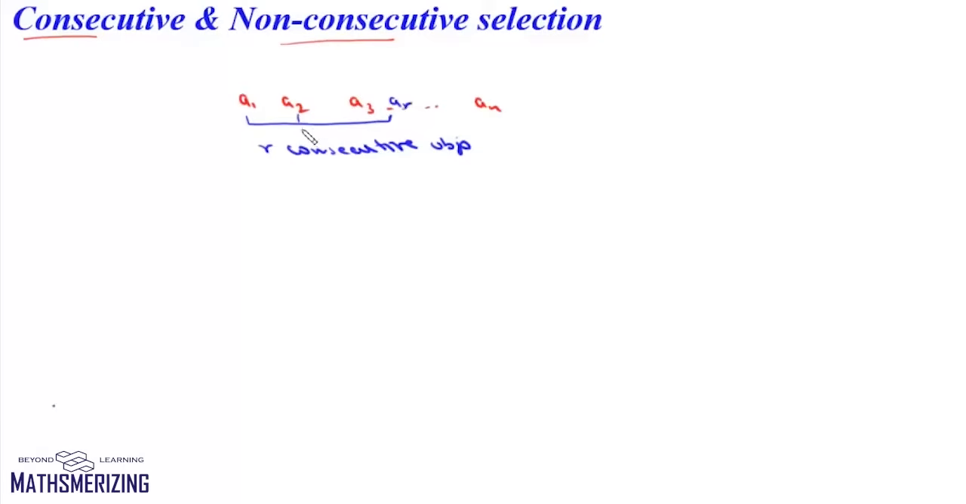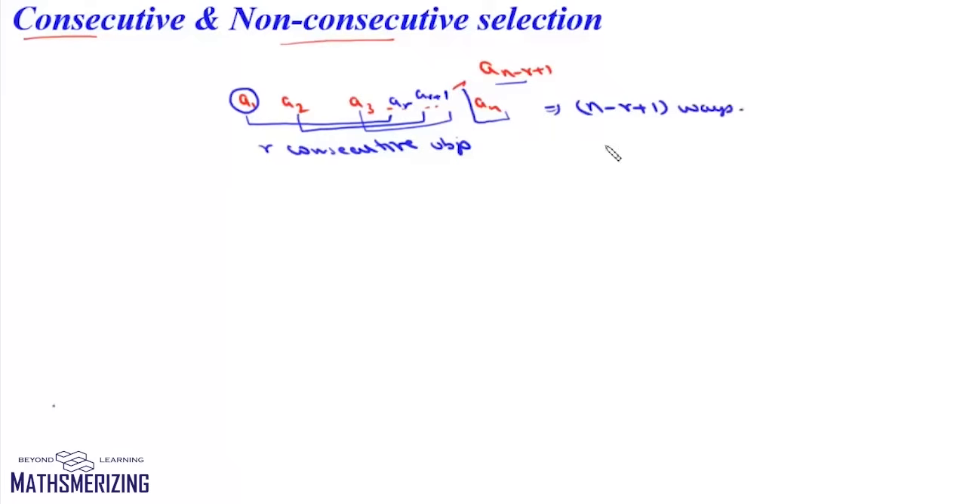Next one, it can start from A2 and it can go all the way up to Ar plus 1. Then again for A3. So in this way we can keep choosing these r consecutive objects starting from A1 to n minus r plus 1. So the last possibility of r consecutive objects, which contains the last r elements, will start from An minus r plus 1. So if we have to select r consecutive objects from n arranged objects, then it can be done in n minus r plus 1 ways.